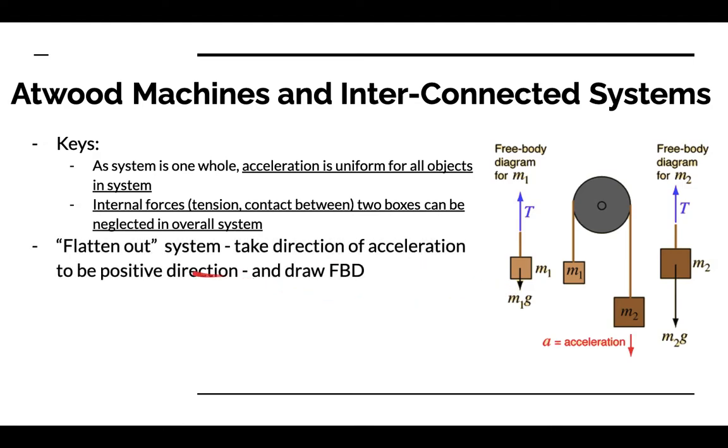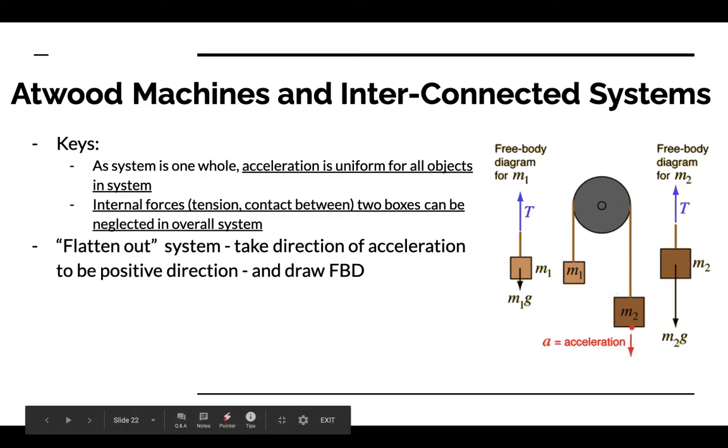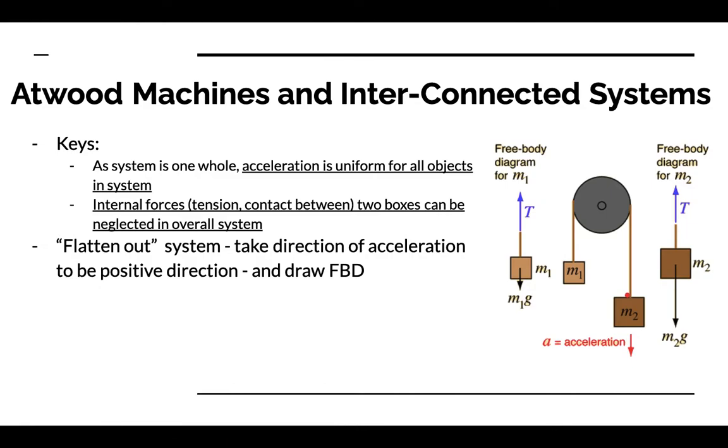So what we do is we're now going to flatten out the system. We're going to take the direction of acceleration to be positive, and we're going to draw a free body diagram, okay? So we would flatten this out. M1 would be like right here, M2 would be right here, and then there'd be a line connecting M1 and M2. The pointer's not the best for visualizing that, but we've gone over these problems enough. Because our acceleration is occurring downwards on this side, because the mass M2 is greater, our acceleration is going to be positive, taking towards the right direction when we flatten it out.